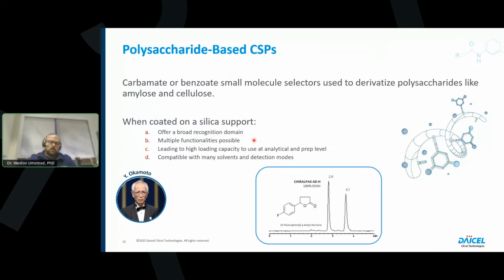Of course, you know, from us, we've got a lot of chiral phases available. There's a lot of different functionality that's possible. They are also able to be used in both analytical and preparative scale separations. They have a high loading capacity, so being able to accommodate both types of analyses or separations is something that the polysaccharides offer. And especially when we start talking about things like immobilization, compatible with a lot of different solvents and detection modes. So the polysaccharides really were kind of the first big leap forward in terms of universality when it comes to chiral separations.